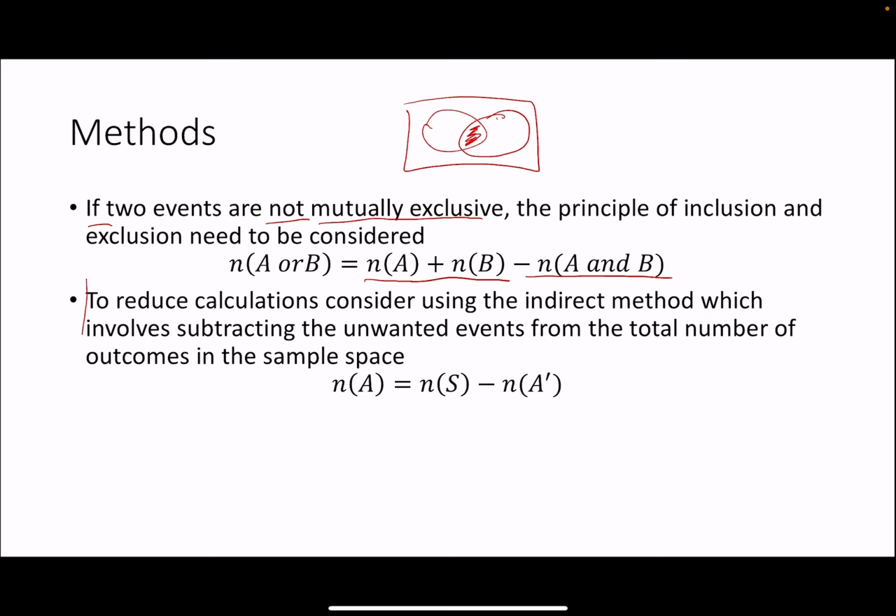And then finally, here's another little rule. To reduce the calculations, consider using the indirect method, which involves subtracting the unwanted events from the total number of outcomes in the sample space. So we have n(A) equals the total in the sample space, subtract what is not A, the number of ways.